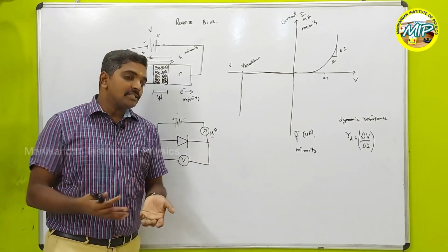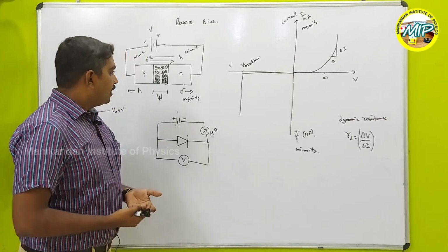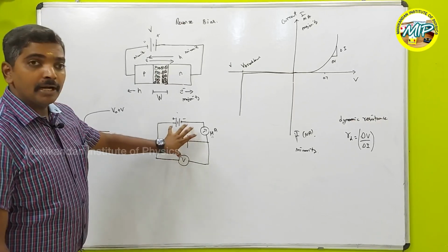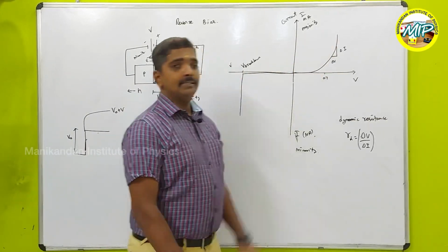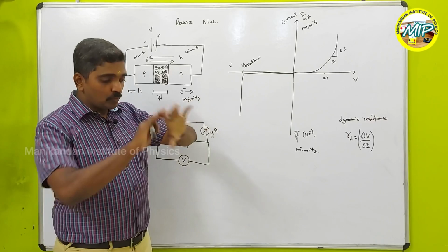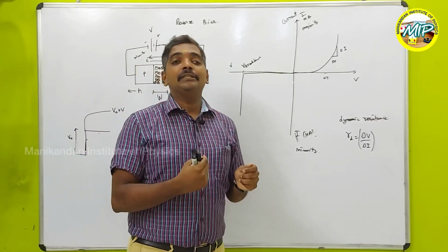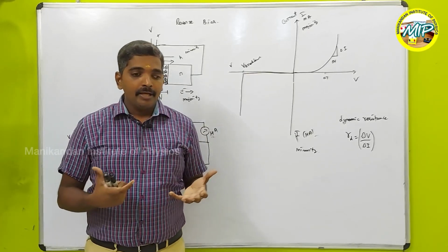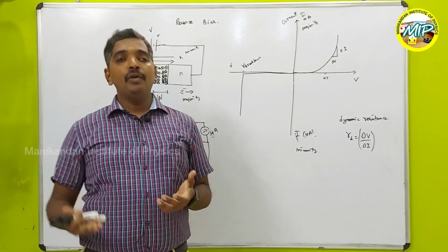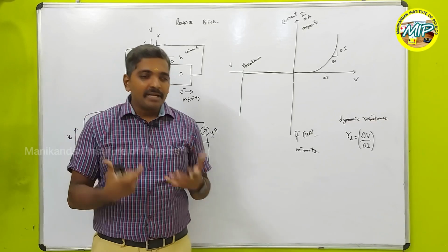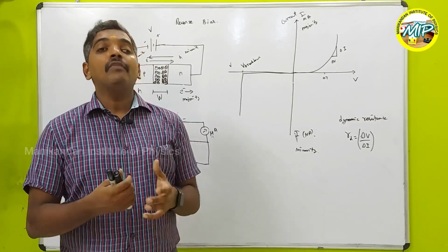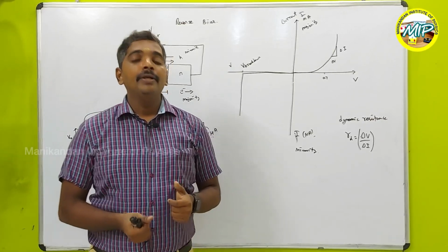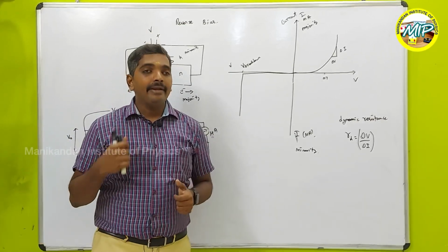In the next class, using this property, that a PN junction under forward bias conducts and a PN junction under reverse bias won't conduct, we are going to construct a rectifier. They are called half wave and full wave rectifiers. What is meant by a rectifier? It converts AC to DC, alternating current to direct current. Those things we will discuss in the next class.